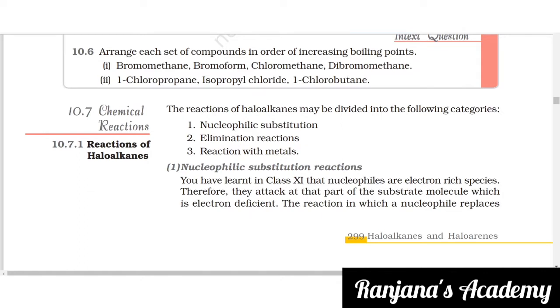So I'll be discussing the chemical reactions in this video of all about haloalkanes. Majorly, reactions of haloalkanes are divided into three categories: nucleophilic substitution, elimination reactions, and reaction with metals. In this lecture, I'll be completing the nucleophilic substitution. In nucleophilic substitution, you will see the mechanism part, that is SN1 and SN2. And the third category is stereochemical aspects of nucleophilic substitution reaction.